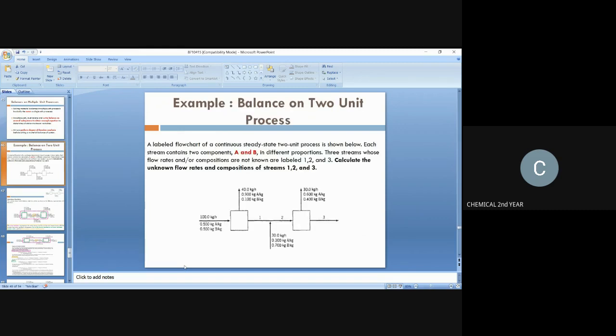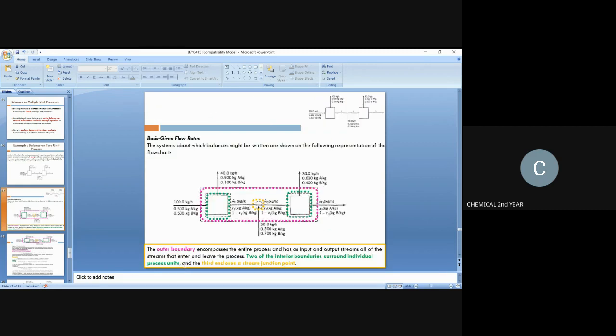Balance on a two-unit process. A labeled flowchart of a continuous steady-state two-unit process is shown below. Each stream contains two components, A and B, in different proportions. Three streams whose flow rates and compositions are not known are labeled as 1 and 2. Calculate the unknown flow rates and compositions of streams 1, 2, and 3. We are given the basis flow rates.